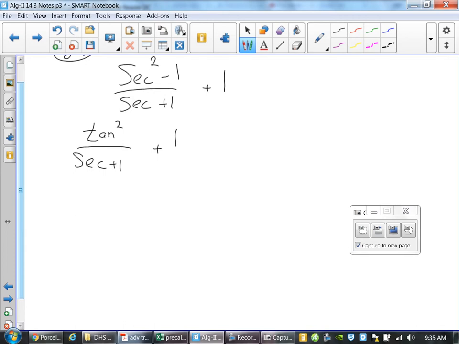Now, if I want to add these two together, I have to have a common denominator. The 1 has a denominator of 1. So I'm going to make the common denominator secant plus 1. You okay with that? Why do you just have a plus 1? Because that's what started with the problem. Why don't you just add?